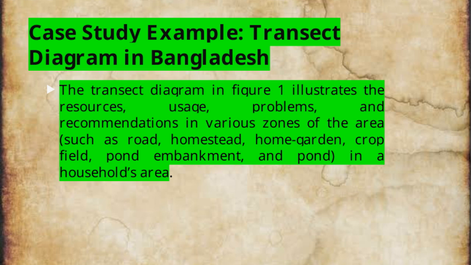This kind of detailed mapping helps us understand the complex interactions within a household's landscape and guides us toward targeted solutions. In the context of the overall presentation, it emphasizes the importance of a holistic approach when assessing resource management and sustainable practices in rural settings, like those in Bangladesh. So, by analyzing these zones through the transect diagram, we get a clearer picture of where interventions can be most effective to improve livelihoods and environmental sustainability.